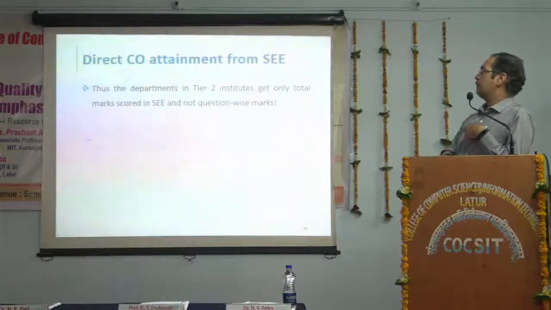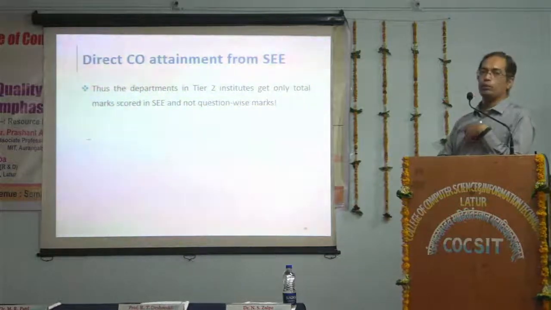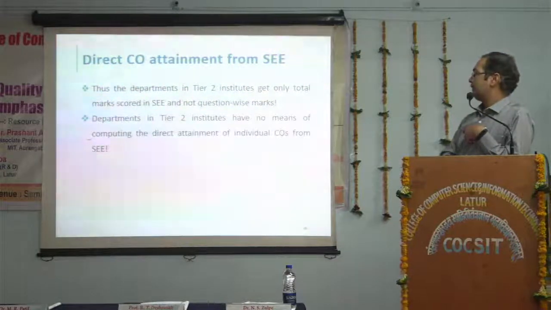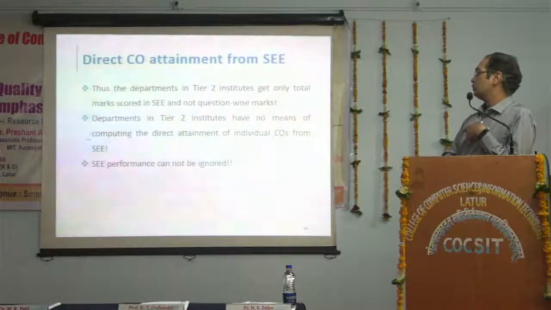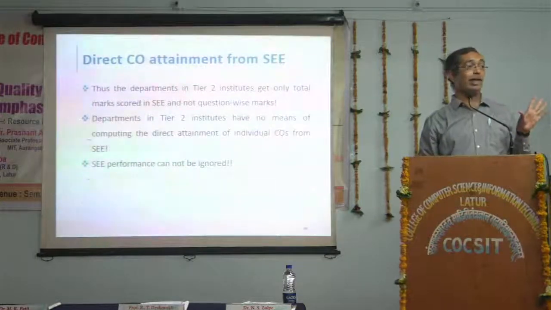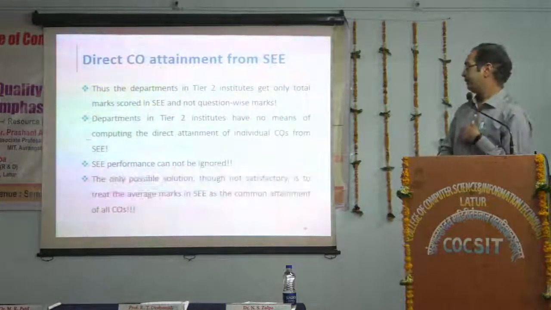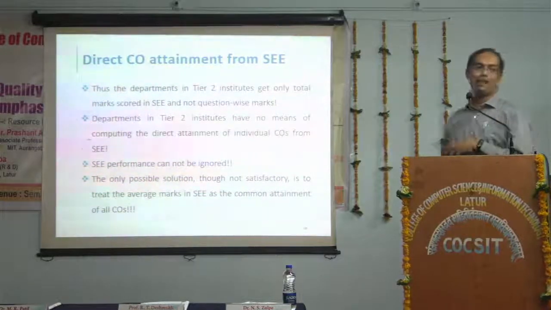In this, the departments are getting access only to the total marks scored and not the question marks. So departments in tier 2 institutes have no means of computing the direct attainment of individual COs. But the performance you cannot ignore because it is carrying a weightage of 75. So the solution that we have is to treat the average marks.